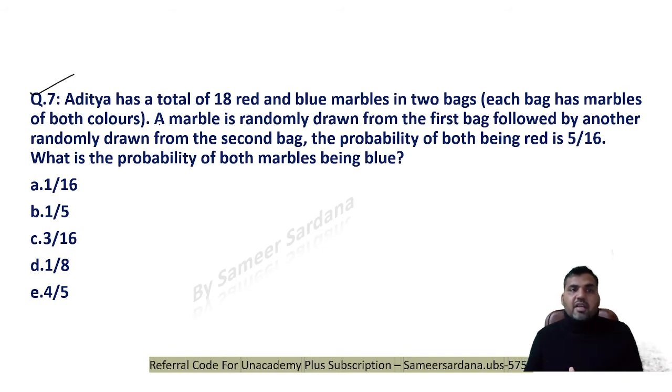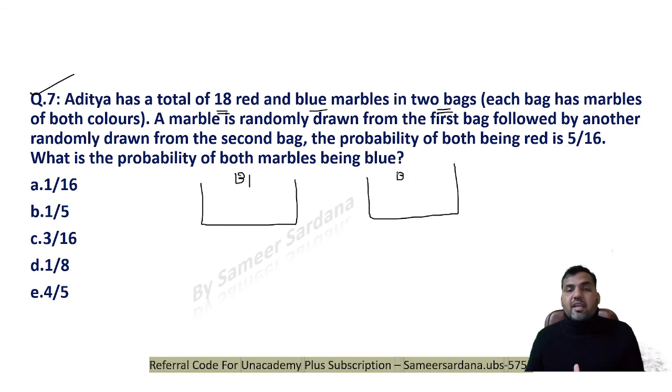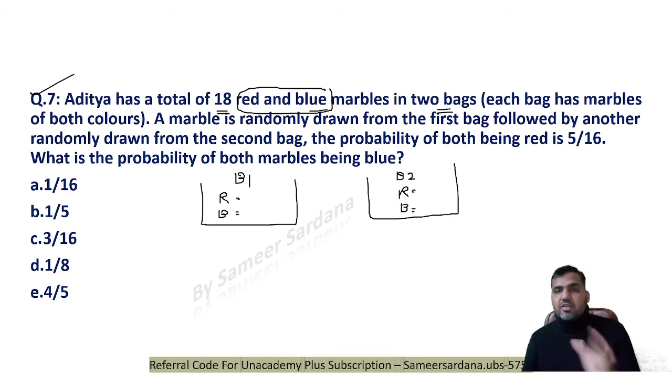Question number 7. Aditya has a total of 18 red marbles and blue marbles in 2 bags. There are 2 bags, bag 1 and bag 2. We do not know which bag has how many marbles. There are some red marbles and blue marbles here, and some red marbles and blue marbles here, but we do not know the numbers. The total number of marbles known to us is 18.